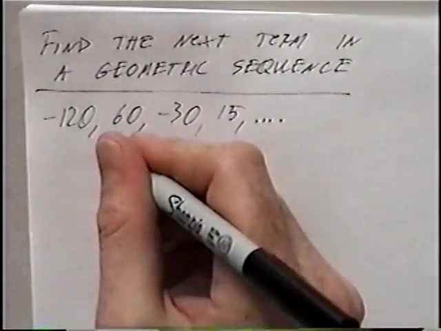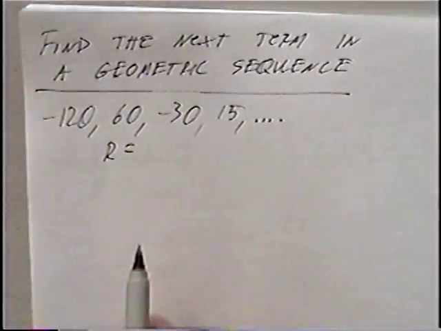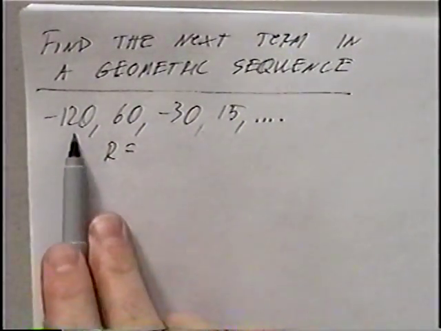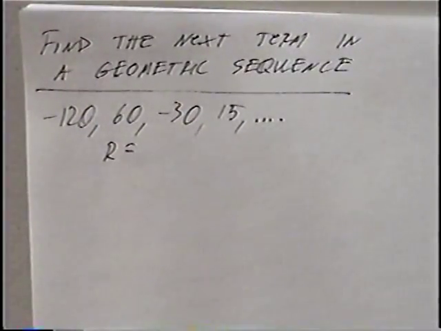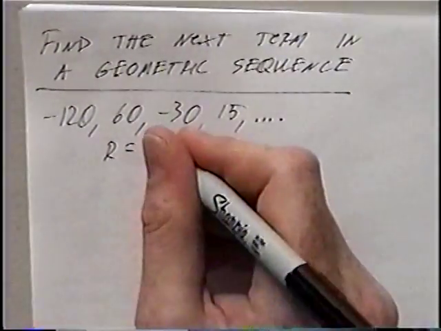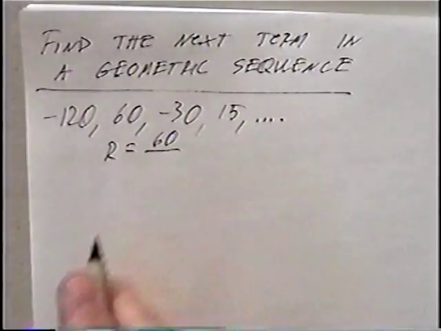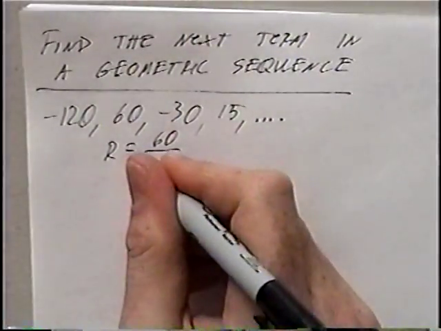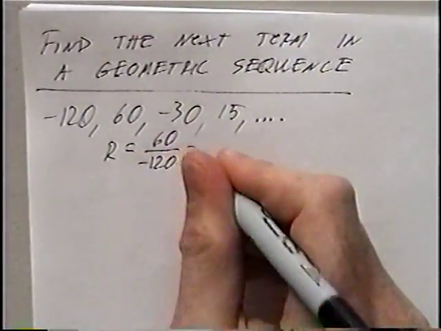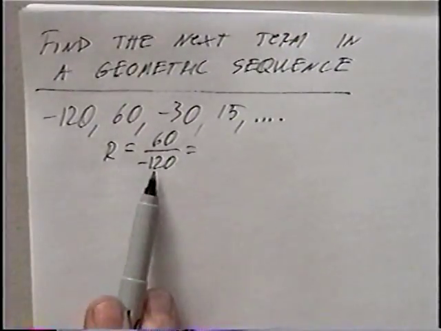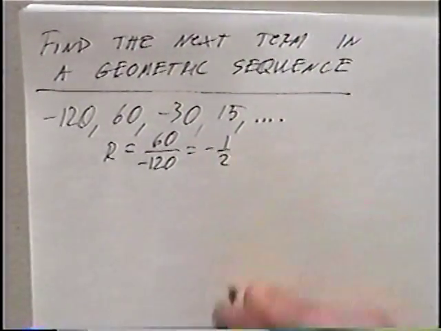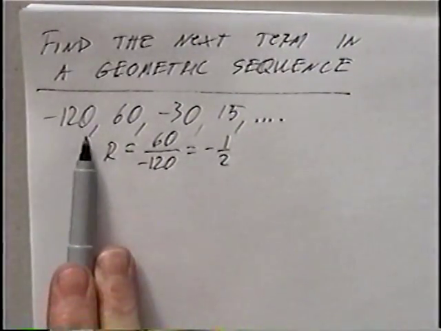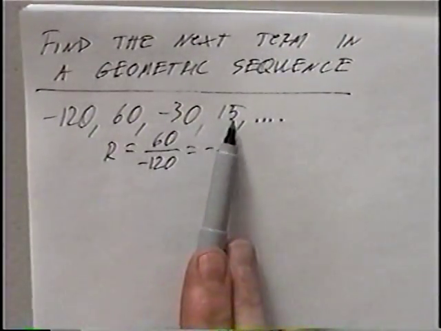For a geometric sequence, we want to find what r is. R is the rate, which is the number we're multiplying by each time to get the new number. To find what r is, you can take the second number, which is 60, and divide by the first number, which is negative 120. Dividing the second by the first number tells you what r would be. In this case, it would be negative 1/2. So each number is being multiplied by negative 1/2.